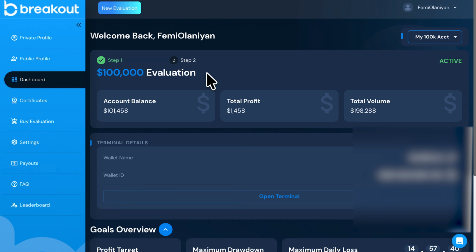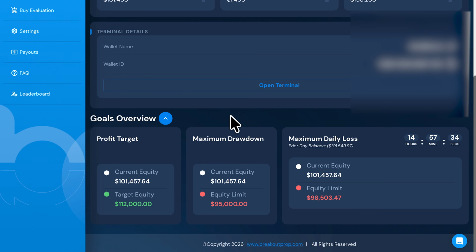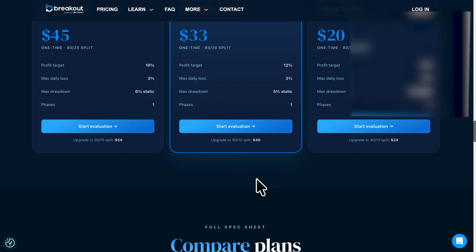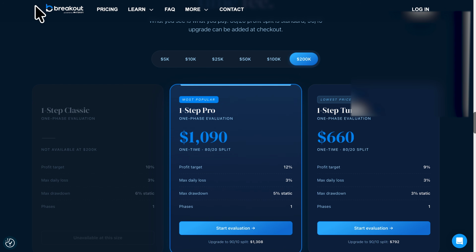As you can see right here on the screen, this is my Breakout dashboard for my 100K evaluation account. You can see my account balance, my profits, and if you scroll down, these are the goals overview. Now, let me go straight to the point. I don't want to waste your time. So I want to explain to you all the rules you need to know. First, I'm going to explain using all the rules available for my own account. Then I'll go to the website and show you all the rules available for the different accounts you can get, from 5K, 10K up to 200K. So let's go straight to the point.